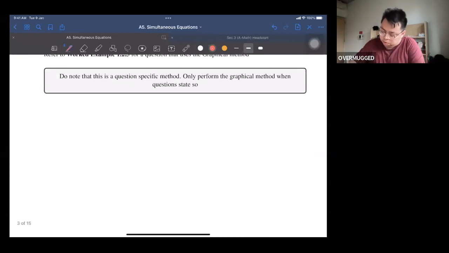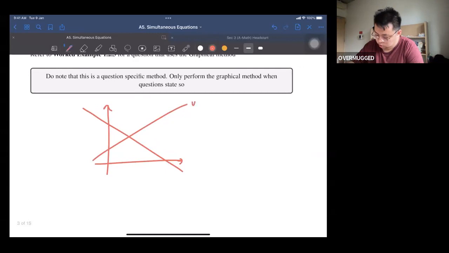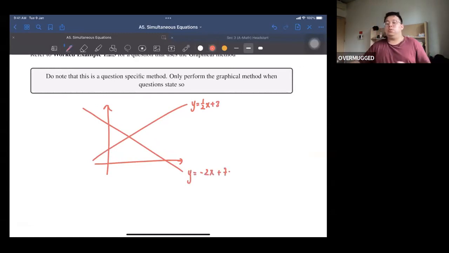So let me demonstrate. I have a line that looks like this, and I have a line that looks like this. Okay, and I'm just going to hypothetically call an equation now: y equals half x plus 3, y equals negative 2x plus 7, for example. Okay, so I have these two equations here. Now, what is simultaneous? It's about finding this point here, finding the point of intersection. So sometimes questions will give you the two equations, ask you to plot them onto graph paper, and look for the point of intersection. So what you're actually doing is looking for the solutions of the simultaneous equations.